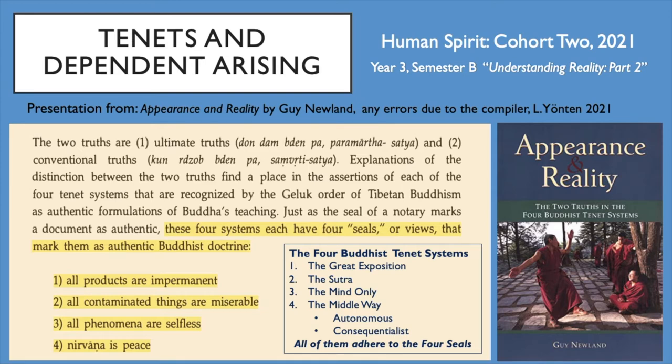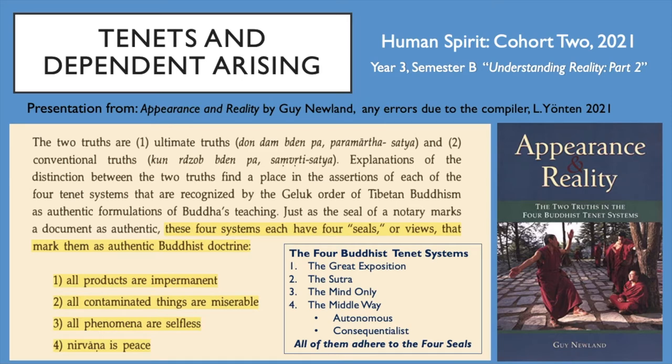Explanations of the distinction between the two truths find a place in the assertions of each of the four tenet systems that are recognized by the Geluk order of Tibetan Buddhism as authentic formulations of Buddha's teachings. Just as a seal of a notary marks a document as authentic, these four systems each have four seals or views that mark them as authentic Buddhist doctrine.